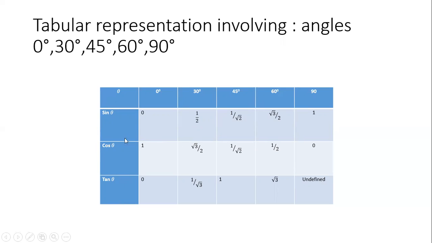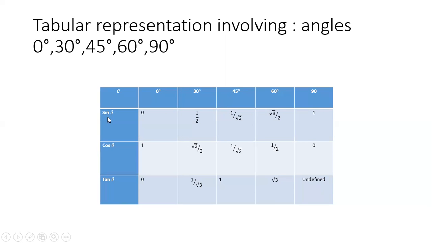Then I said tangent is sine divided by cosine. So 0 divided by 1, 0. Half divided by root 3 over 2, 1 over root 3. I've determined that. 1 over root 2 divided by 1 over root 2, 1. Root 3 over 2 divided by half, root 3. 1 divided by 0 is undefined. So that's the tabular form. This will help you to know this. So just master this: 0, half, 1 over root 2, root 3 over 2, and 1.